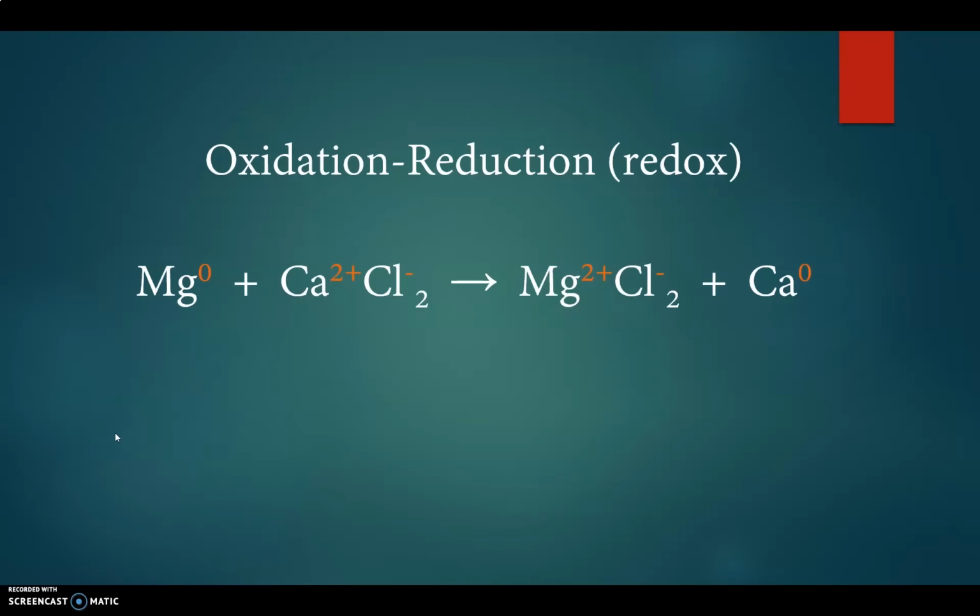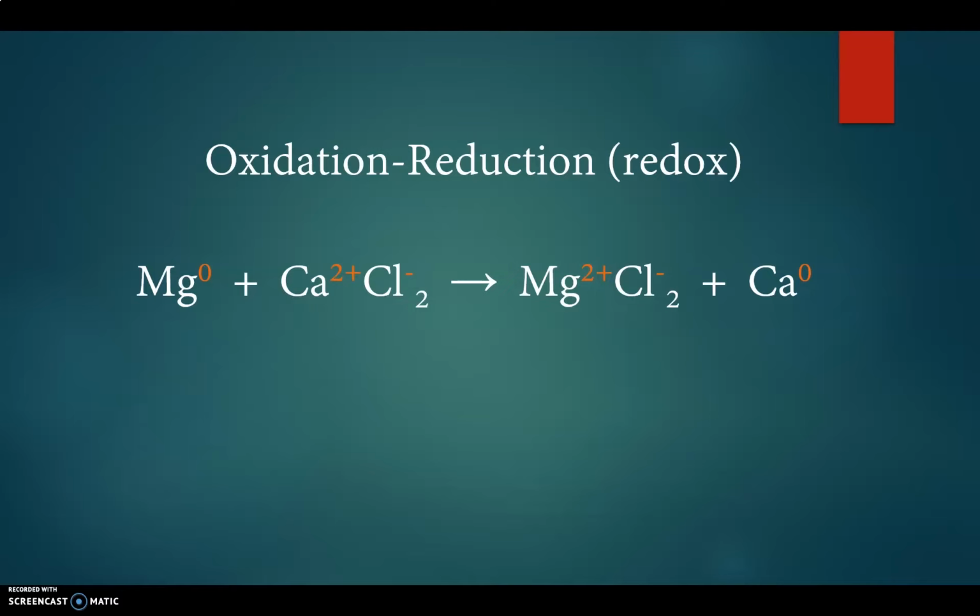Oxidation and reduction reactions involve the gaining and losing of electrons. In a double displacement reaction, the charges of the atoms remain the same because no electrons are being gained or lost, and that's one of the key differences with single displacement reactions. So the magnesium's charge starts out at 0. All elements are 0 to start with, and it ends up as a positive 2. The calcium started out as a positive 2 charge and ended at 0. The only way that an atom can change its charge is by gaining or losing electrons.